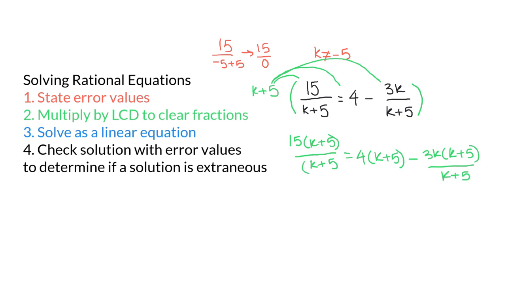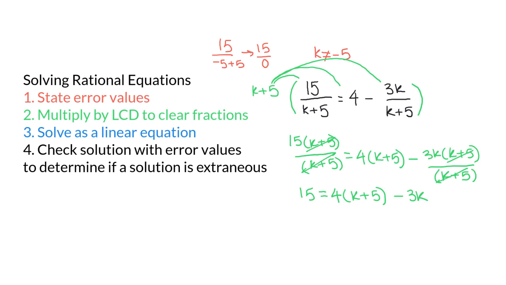So now if we look at this equation, we can cancel out k plus 5 in this fraction and in this fraction. So we're left with a much simpler equation with no denominators. That is 15 equals 4 times k plus 5 minus 3k. So multiplying by the least common denominator clears denominators out of the equation so that we can solve the equation as a linear equation instead.